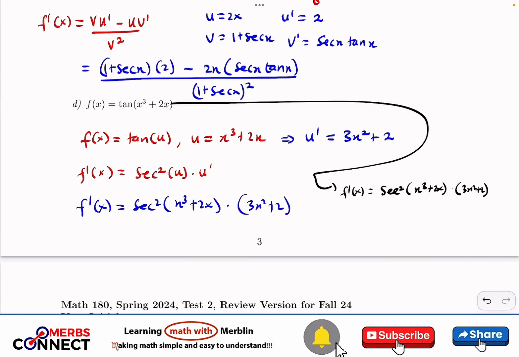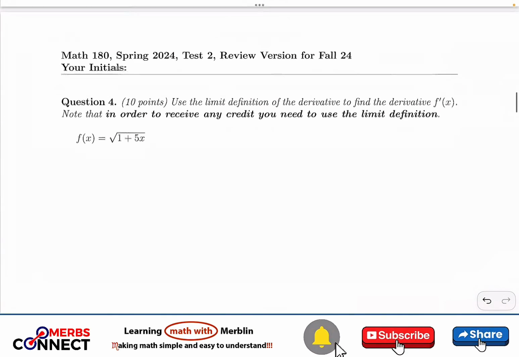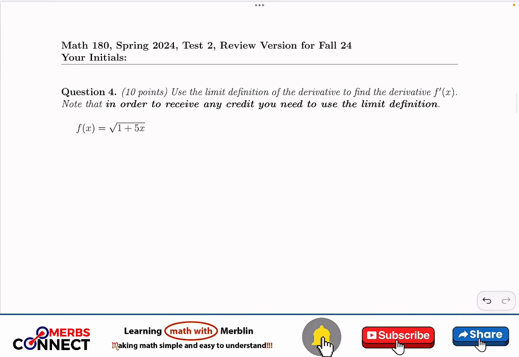So any way that you pass, you get it right. But the idea is that you do it the right way that you think is comfortable for you to get it right. All right. Now let's look at question 4.